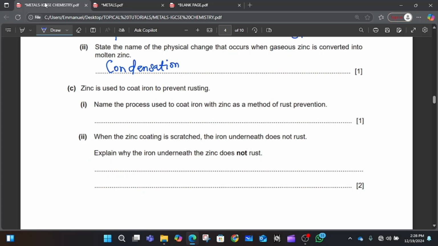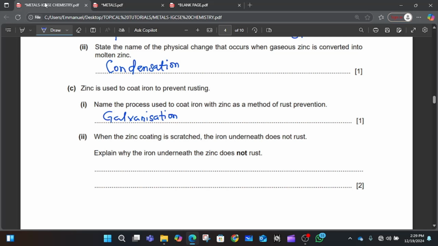C. Zinc is used to coat iron to prevent rusting. I. Name the process used to coat iron with zinc as a method of rust prevention. So when you put zinc on the surface of iron, that is a sacrificial protection. But the specific type of sacrificial protection is what we call galvanization. So galvanization is a relationship between iron and zinc, where zinc is coated on the surface of iron in order to protect the iron through sacrificial protection.